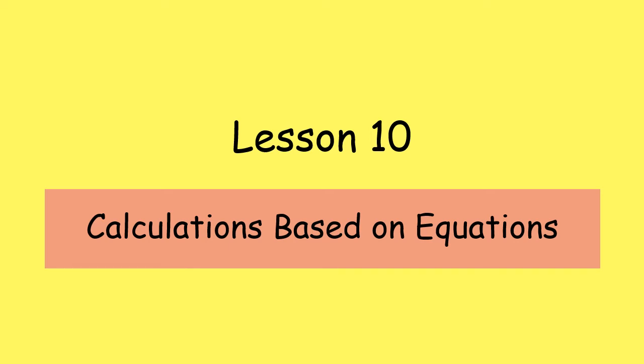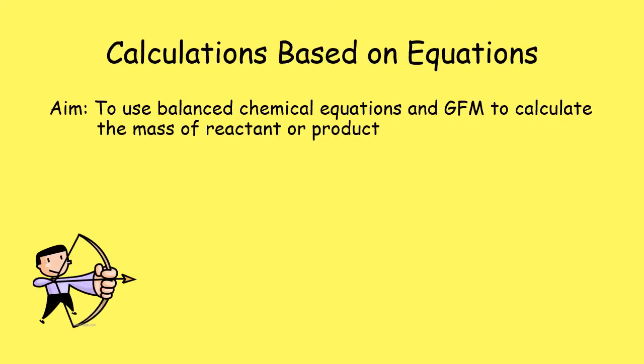So welcome to National 4, National 5 chemistry lesson. We're still on Unit 1 looking at formula and calculations, and today's lesson is focused on calculations based on equations, specifically looking at moles and mass. So our aim for this lesson is to be able to use balanced chemical equations and gram formula mass to calculate the mass of a reactant or product whenever we are told information about another reactant or product.